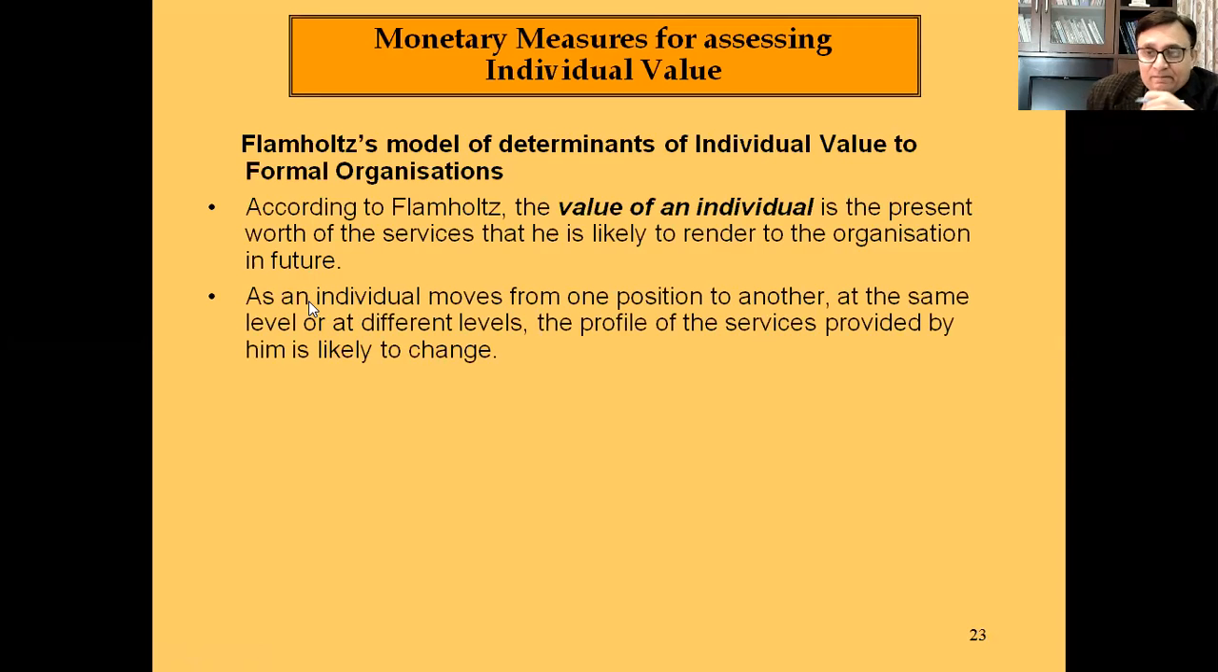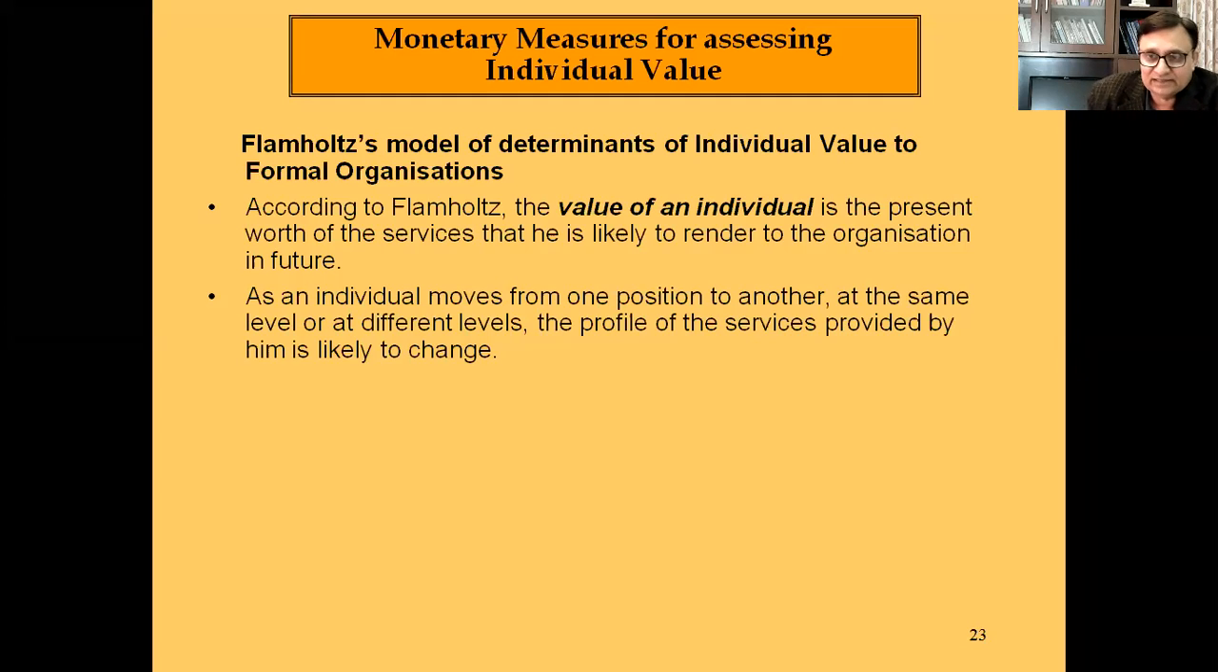As an individual, he moves from one position to another. For example, a person who is inducted as a clerk then becomes assistant, then superintendent, then joint secretary, then secretary. He moves from one position to another, at the same level or at a different level. So the profile of the services provided by him is likely to change in future. When we calculate the individual value according to Flamholtz's model, it is the present value of the worth that is likely to be rendered in the organization in future on various positions.